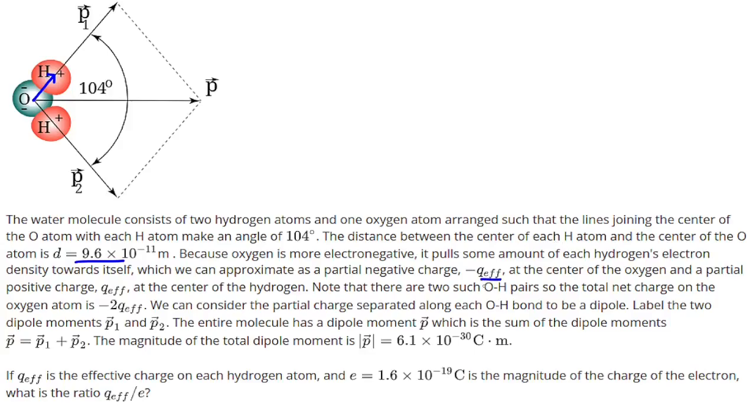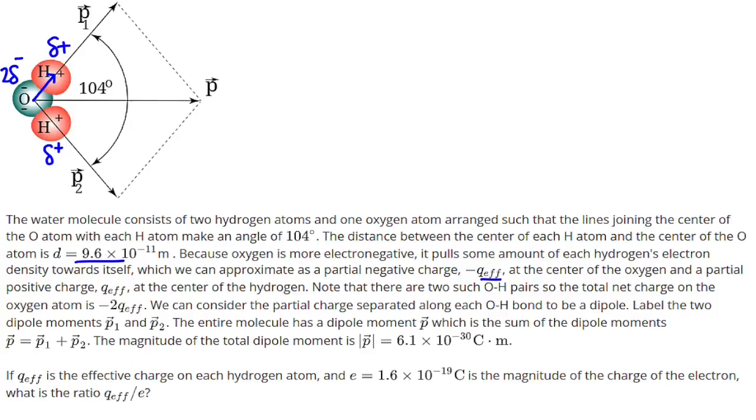a partial negative charge at the center of the oxygen and a partial positive charge at the center of the hydrogen. So because we have two oxygen-hydrogen bond pairs, the total net charge on the oxygen atom is multiplied by 2.